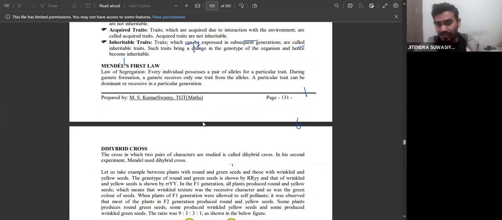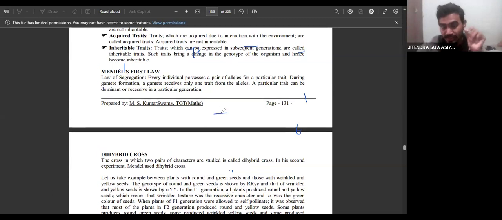It means every individual possesses a pair of alleles for a particular trait. During gamete formation, a gamete receives only one trait from the alleles. A particular trait can be dominant or recessive in a particular instance. For example, segregation is something like this: we are talking of the F1, F2 generations, where there was one heterozygous trait, capital T, small t.